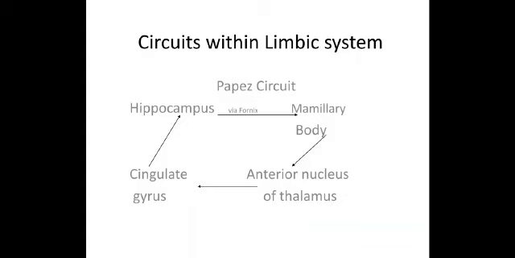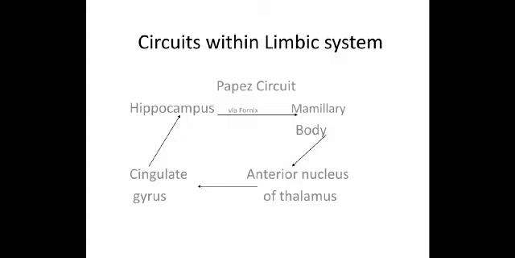So as we discussed, the Papez circuit is nothing but an internal circuit within the limbic system where the hippocampus connects with the mammillary body through the fornix. That is mainly the mammillary body of the hypothalamus, which in turn has connection towards the anterior nucleus of the thalamus formed by the mammillothalamic tract, and finally the cingulate gyrus. So we need to understand that Papez circuit is a very important circuit which helps in genesis of emotion.